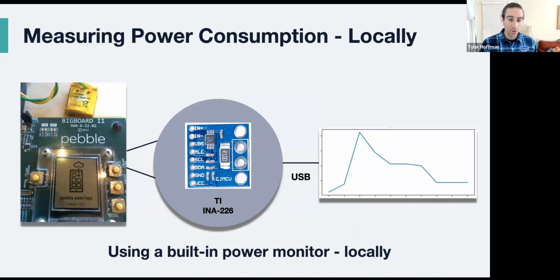Another way to do it locally is what we had at Pebble on the dev board. It's called the Big Board 2. We added a TI chip called the INA 226. Chris can probably talk your ear off about it. Chris, the CTO of Memfault. What we were able to do with this chip is connect a few of our power rails to this particular chip. And then that chip is going to be able to measure the current flowing through those power rails in isolation.